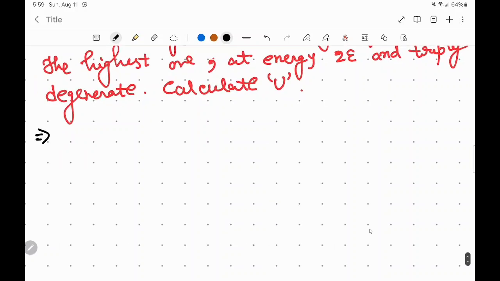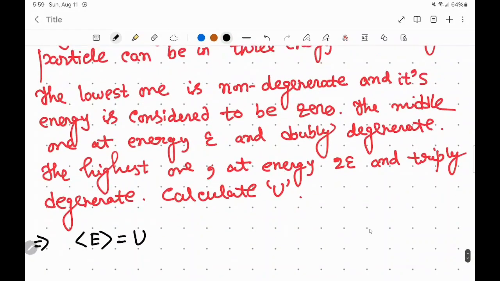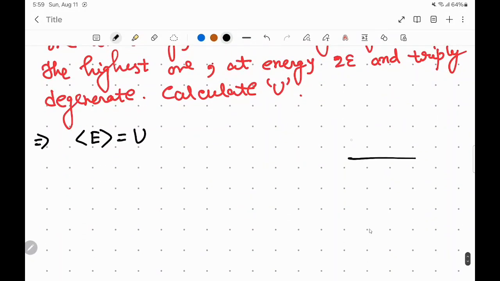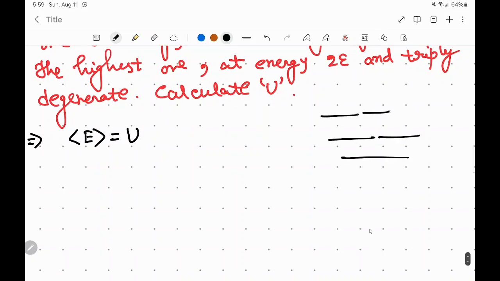So U means the average of U, not daily, sorry. Now there are three energy levels. The first one is non-degenerate, the second one is doubly degenerate, the third one is triply degenerate. And the energies are 0, epsilon, 2 epsilon.